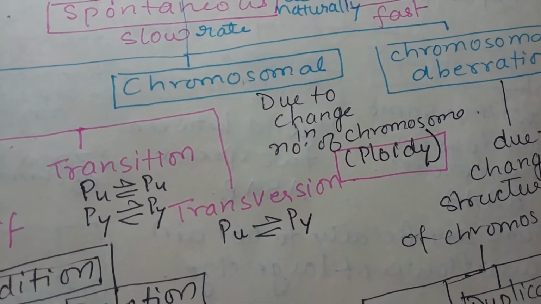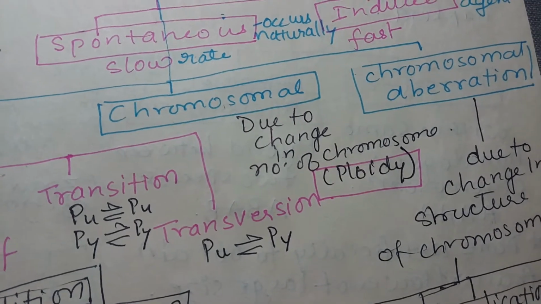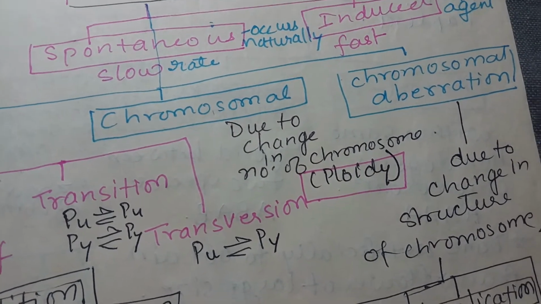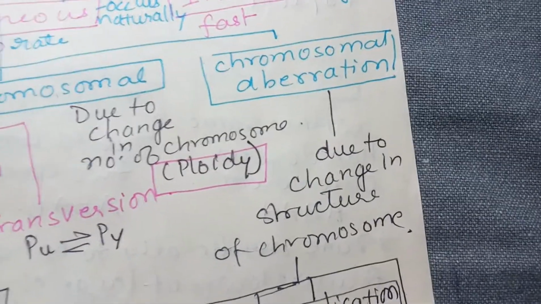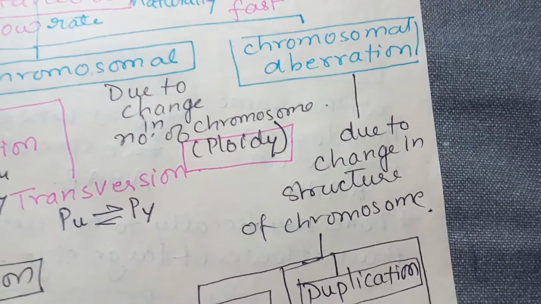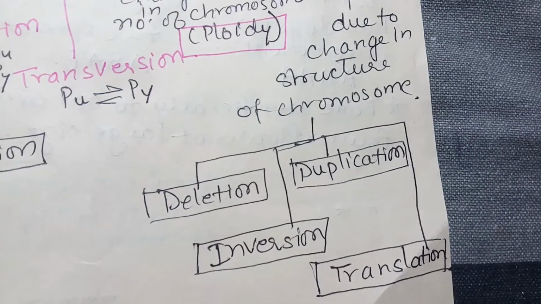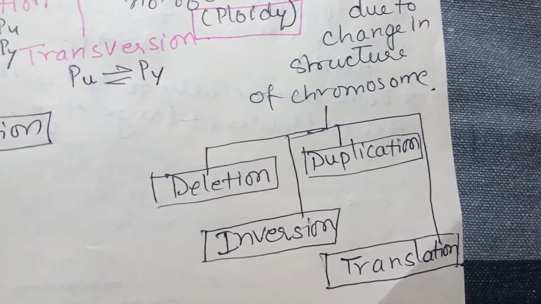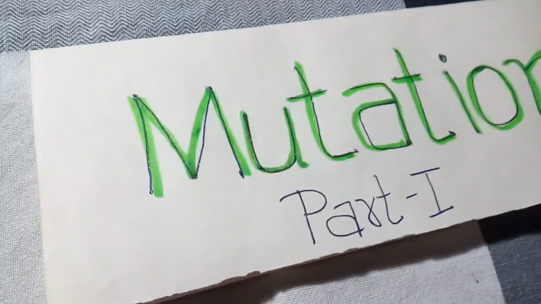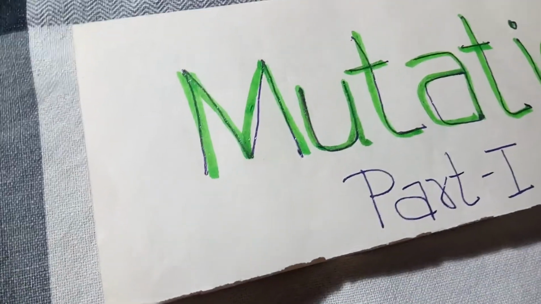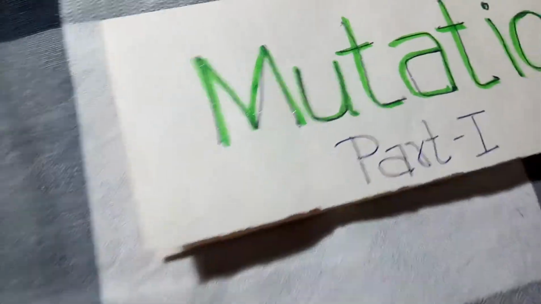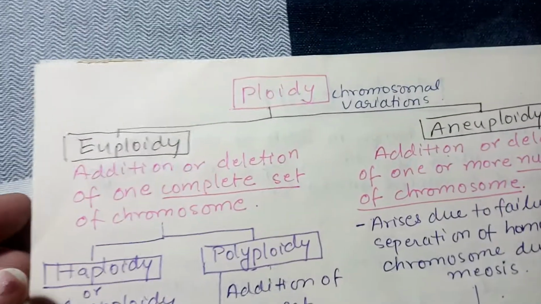Now chromosomal mutations are due to a change in the number of chromosomes. This is also called ploidy. Chromosomal aberration is a change in the structure of the chromosome. This occurs by deletion, inversion, duplication and translocation. Now let's see what is ploidy. So, change in the number of chromosomes.